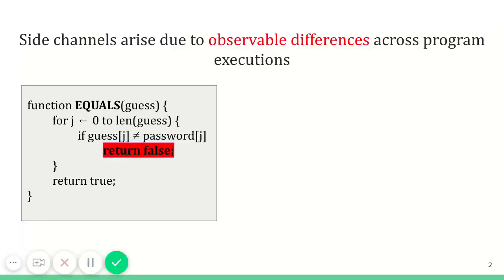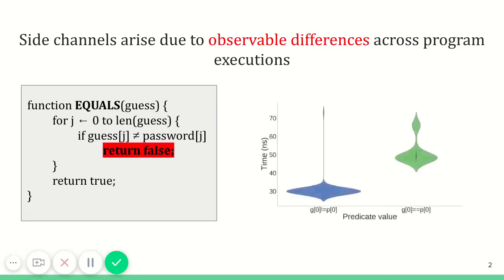Traditionally, side channel vulnerabilities in software are caused by an observable imbalance in resource usage across different program paths. In the equals function shown here, two strings, a guess and a stored password, are compared character by character. As soon as a mismatch is detected, the function returns early. This early return introduces a timing side channel that allows an observer to determine how many characters of their guess match the stored password. The two violin plots on the right illustrate this side channel.